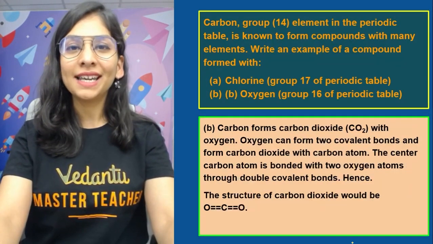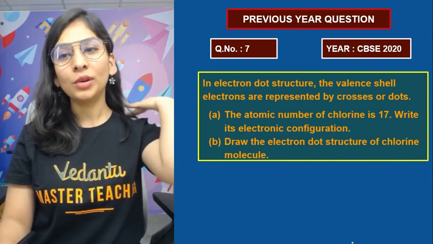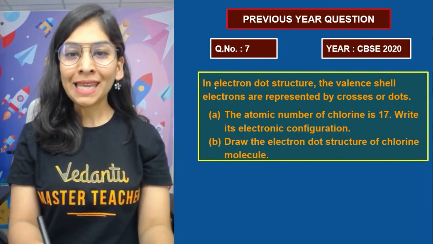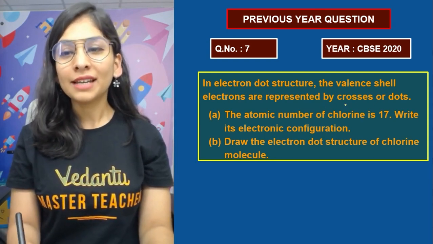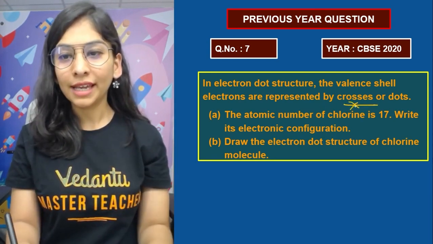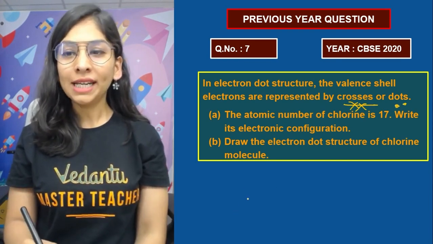Yes, super easy. Yes, definitely it is. Question number 7 again came in the year 2020 only. In an electron dot structure, the valence shell electrons are represented by crosses or dots. I told you, either in this way or in this way. The atomic number of chlorine is 17, right?